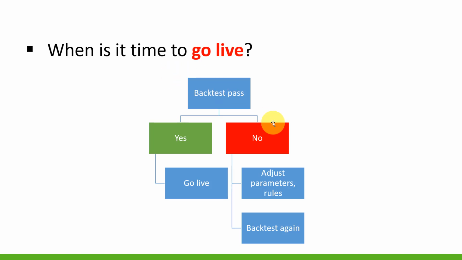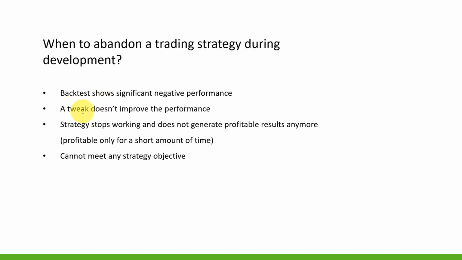First of all, if the backtest is not passed and you're not making money in a backtest, either you adjust the parameters and backtest again, but you don't take it live if your backtest is not passed. If your backtest has passed, it is making money, and your strategy objectives are met, then you can think about taking that live. That makes sense. If your backtest is not profitable, it doesn't make any sense whatsoever to take it live. When to abandon a trading strategy? That is very critical.